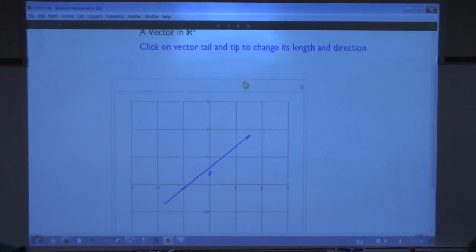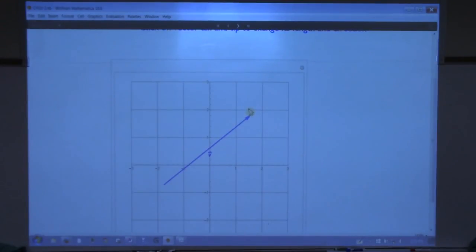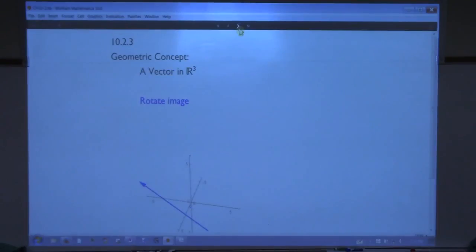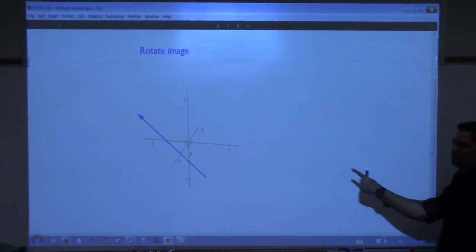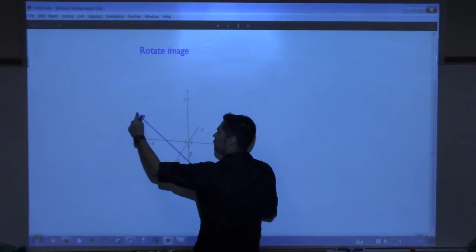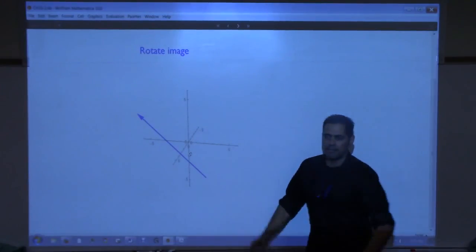So in two-dimensional space, this is what a vector would look like. We can change its direction, we can change its length. In three-dimensional space, the vector can be sitting anywhere. It's just like an arrow, has some sort of length to it, and it's pointed in some direction. That's a vector.